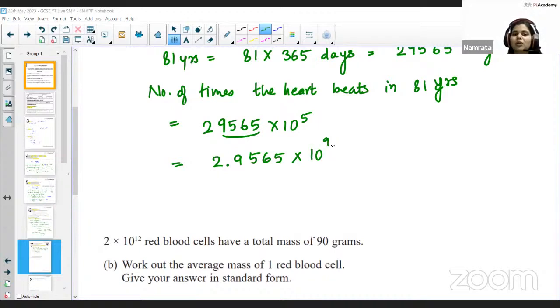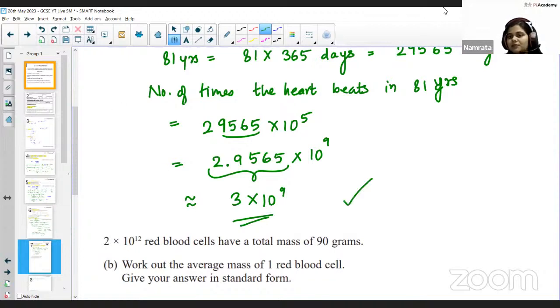Absolutely right. Now I'll round it off to two significant figures. So when we round it off, we get 3 times 10 raised 9. So that would be the answer. I hope that's clear.